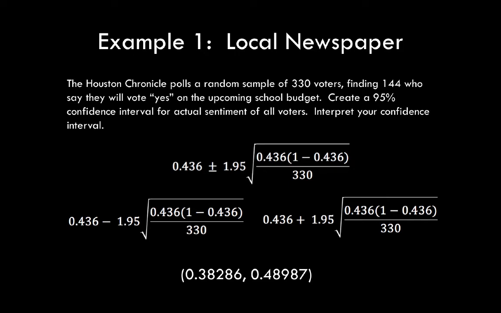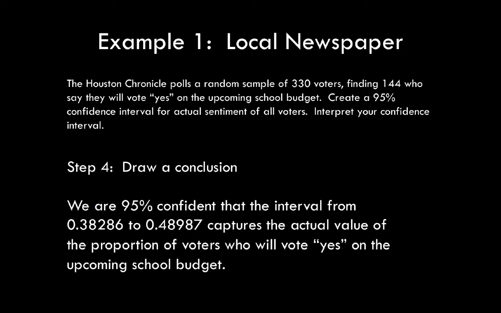Pretty much. Now, how do we interpret that? That is the last thing, draw a conclusion. And this exact wording I put on your notes, and you pretty much have to fill in the blanks every time you do this and wrap up your problem with this statement. We're 95% confident that the interval from 0.38286 to 0.48987 captures the actual value of the proportion of voters who will vote yes on the upcoming school budget. You always answer in context. You take what's given to you and you reword it to wrap up your answer in something that makes sense. So that's the confidence interval.